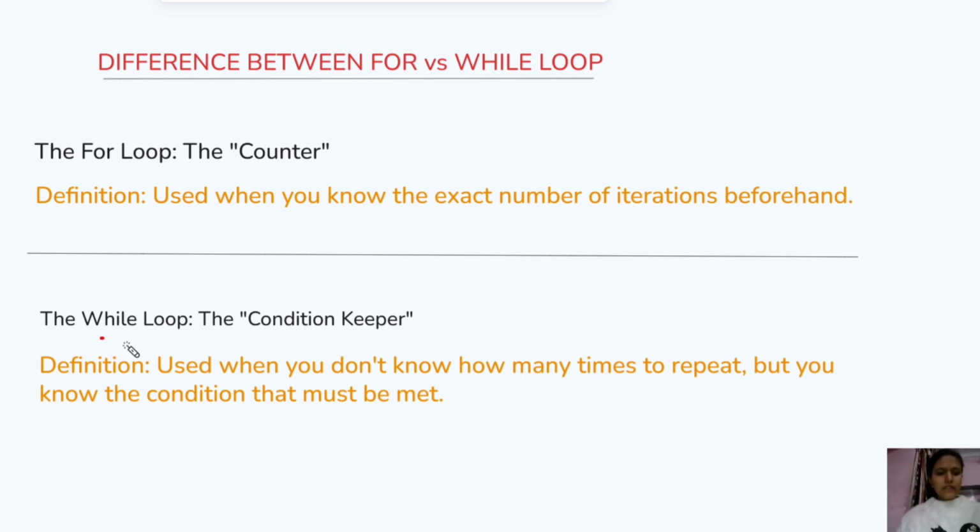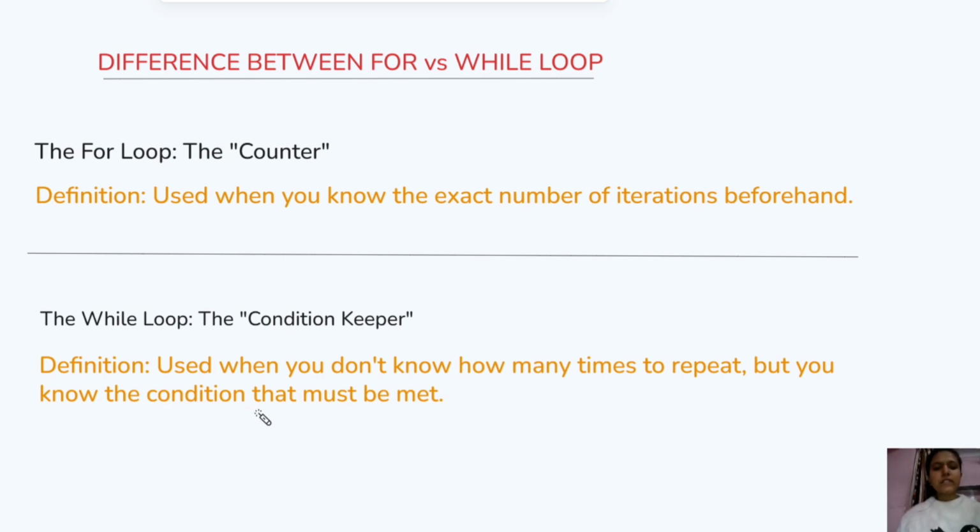But on the other side, the while loop is the condition keeper, meaning it is used when you don't know how many times to repeat, but you know the condition that must be met. Before the while loop starts, we don't know how many times it will run or execute, but we know only the condition. If the condition is false, the loop breaks. If the condition is true, the loop runs. So how many times the while loop runs, we have no idea.